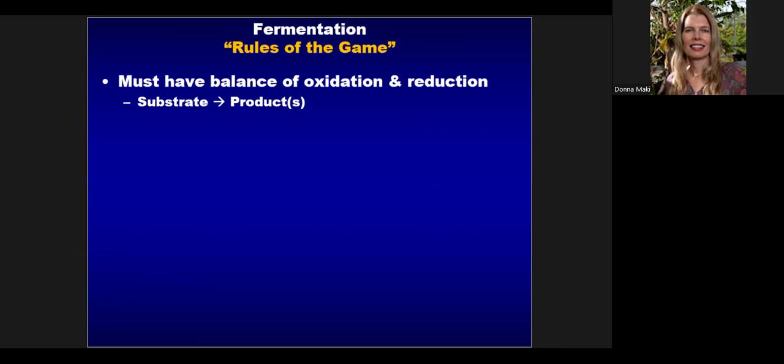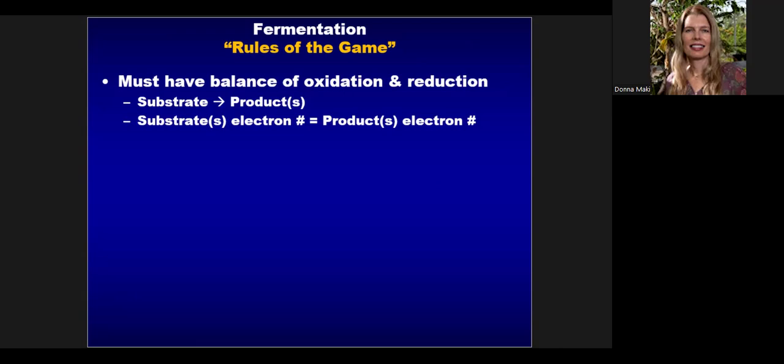Basically what that means is when you look at the entire pathway from start to finish, the electron number that you started with, so how many electrons are there with the substrates, has to equal the number of electrons that you end up with in the products. They have to equal out. That serves this rule, so that you have the same amount of oxidation and reduction reactions going on. By definition, that means you have to have the same number of electrons that you ended with as what you started with.